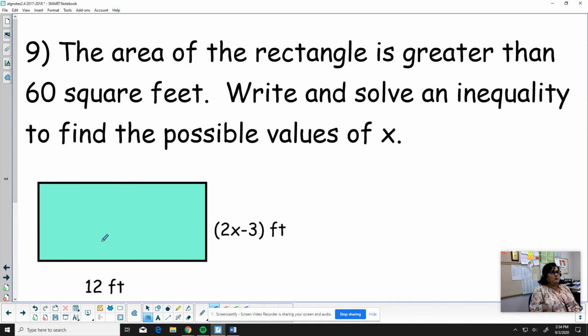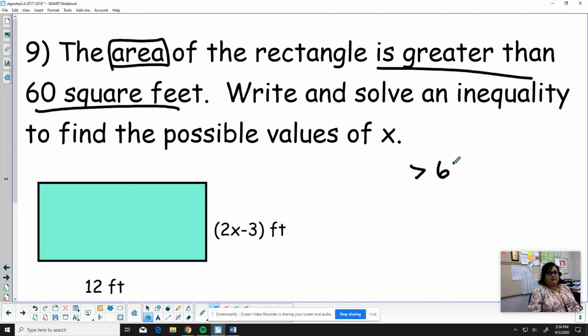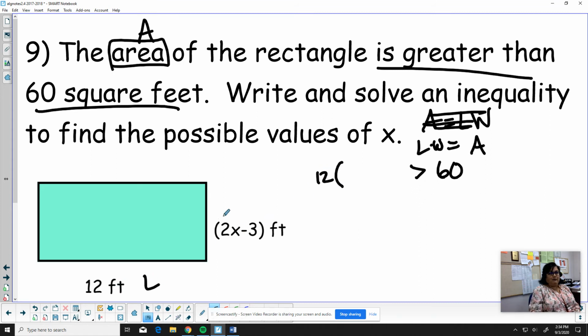Okay, let's try another story problem. It says the area of a rectangle is greater than 60 square feet. So greater than 60. And we're talking about area here. Write and solve an inequality to find the possible values of x. So area is length times width. Okay, or I'll flip it around since I've already written it this way. A equals length times width. So my A is 60. Looks like my length is 12 and my width is 2x minus 3.